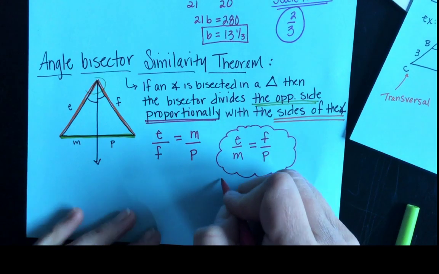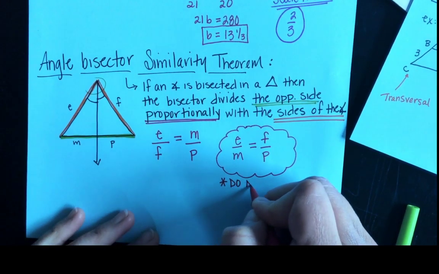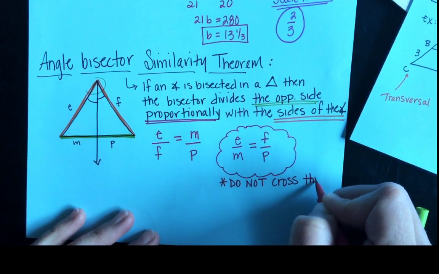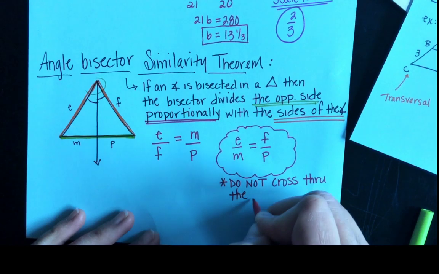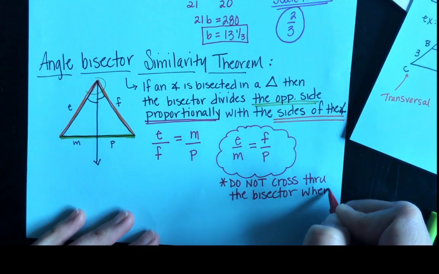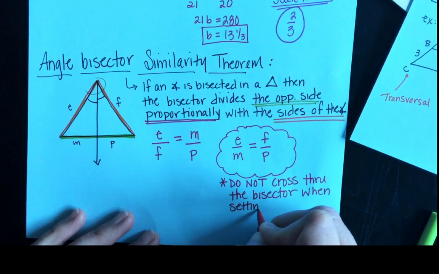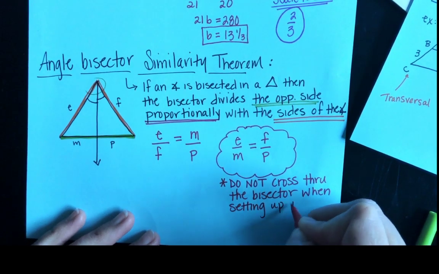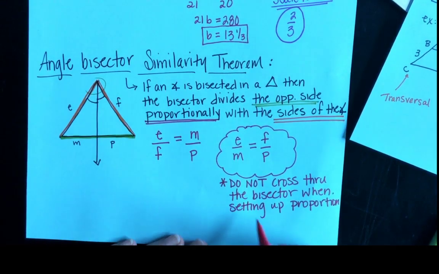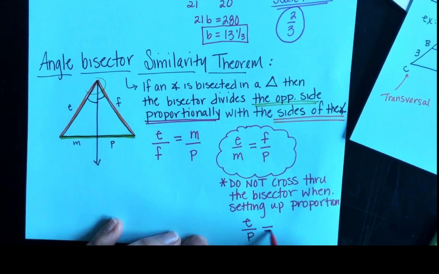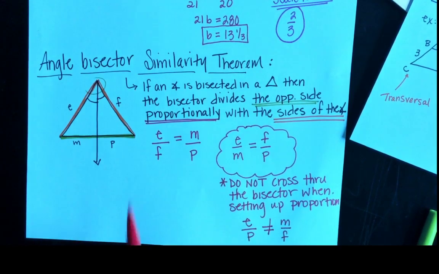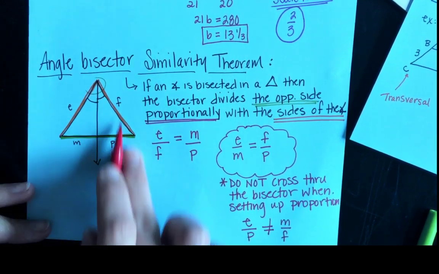The only thing you don't want to do is cross through the bisector when setting up your proportion. E over P would not work with M over F. So you don't want to make that X shape this way.